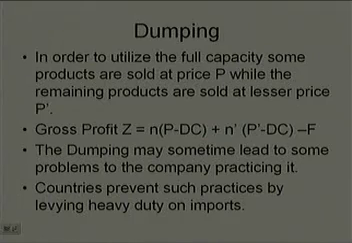So, what does this do? You will find that the expression for gross profit would change. Now, you are selling n units of product at P minus DC contribution, whereas the remaining n dash products you are selling at P dash minus DC contribution. So, your gross profit is going to be n times (P minus DC) plus n dash times (P dash minus DC) minus F, where F is nothing but your fixed cost or indirect cost.